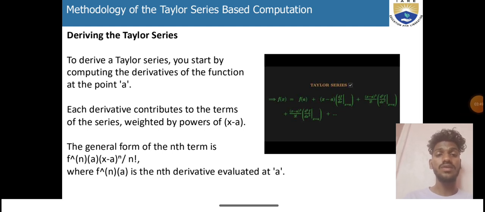The general form of the nth term is f power n of a into x minus a whole power n by n factorial. This is the general form of the nth term in the Taylor series, where f power n of a is the nth derivative evaluated at the point a.